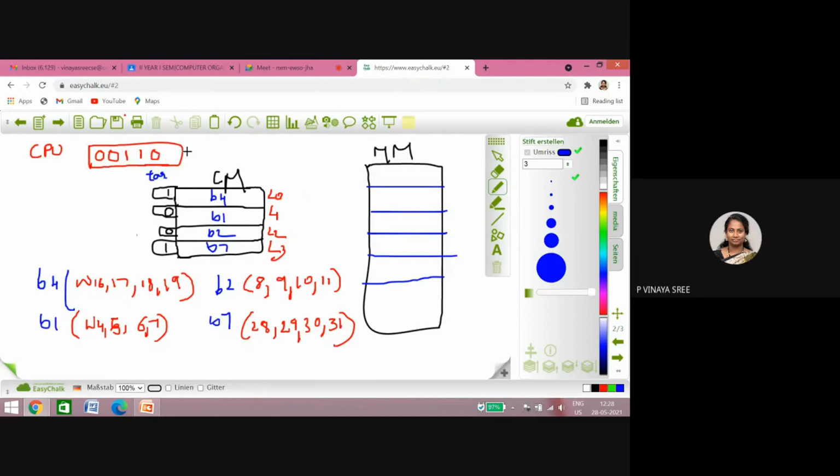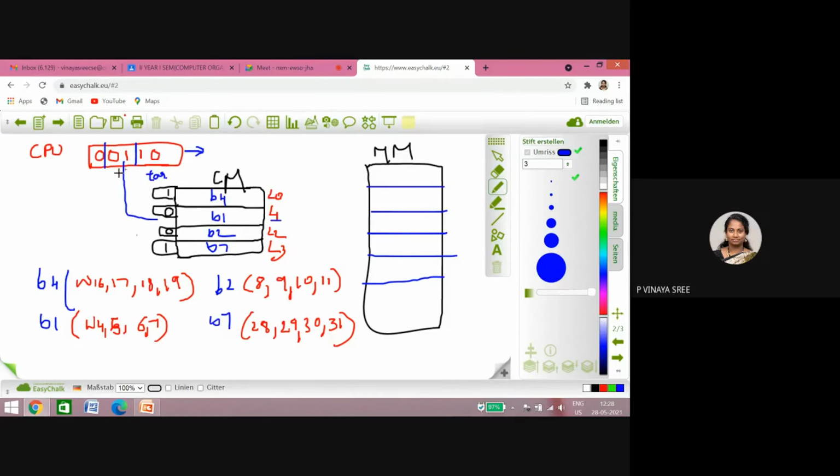If you partition, 2 bits are for the word, 2 bits are for the cache line number, and 1 bit is for the tag. So directly it goes to the line number. It knows that this word will be available in line number 1. 01 indicates it is 1, so it goes to line number 1. In this line number 1, it checks with the tag. If it is 0, that indicates the corresponding word is available.